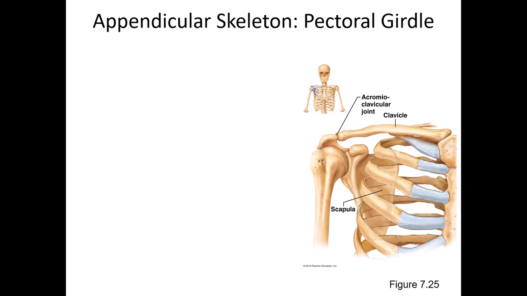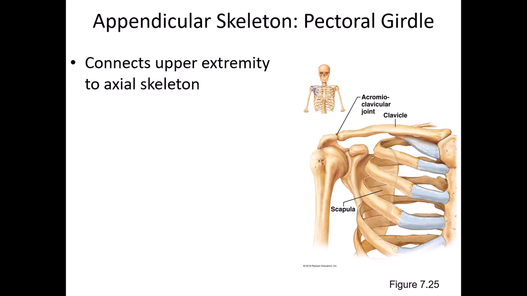Okay, so that is the end of the axial skeleton. Moving on now to the appendicular skeleton. So we know the appendicular skeleton is made out of the girdle bones for upper and lower extremity, and then the bones of the upper and lower extremity. So we're starting with the upper extremity, looking at the pectoral girdle. So girdle bones connect the appendage to the axial skeleton. In the case of the pectoral girdle, we're connecting the upper extremity to the axial skeleton.